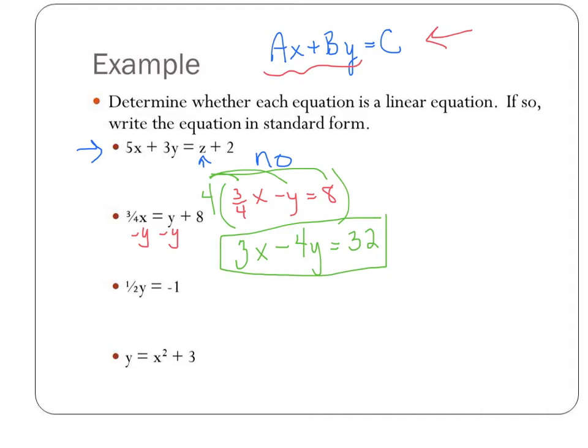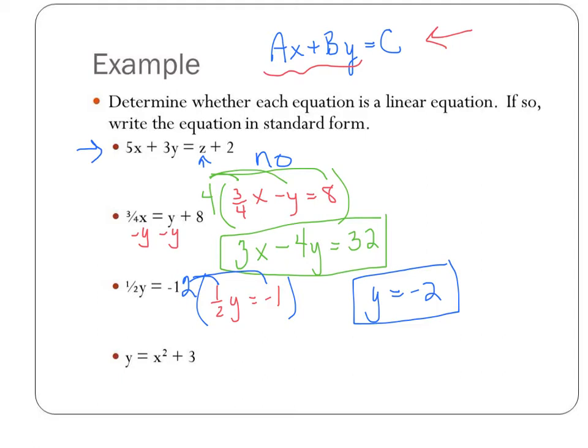Alright, so looking at the next one. We don't have an x, which is fine because A can be 0. It says A has to be greater than or equal to 0. That's fine. So it actually is almost in the right form. The only thing is I don't want a fraction, I want an integer. So what can we multiply this whole equation by? We can multiply by 2. And we're going to distribute that to both, and so you're going to get y equals negative 2. That is standard form. A is greater than or equal to 0. A and B are both not 0, right? Because B would be 1.